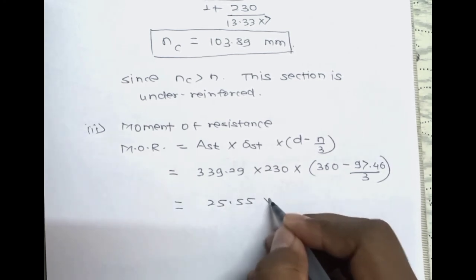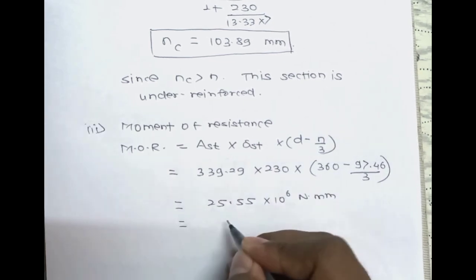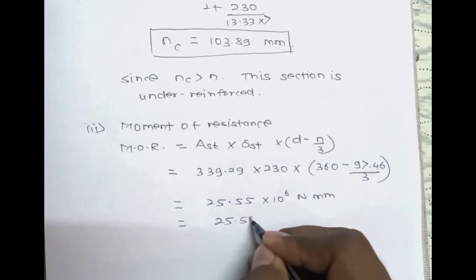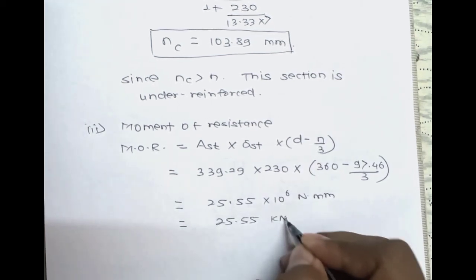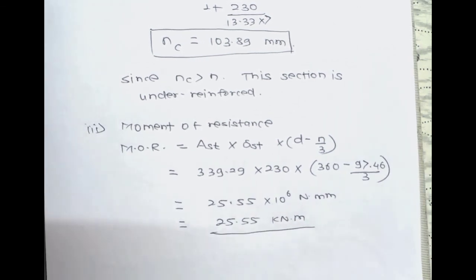Calculate this, you will get 25.55 into 10 to the power 6 Newton mm. So simply write this in kilonewton meter. So you will get 55.50 kilonewton meter. So this is the final value of the moment of resistance for the under reinforced beam section.